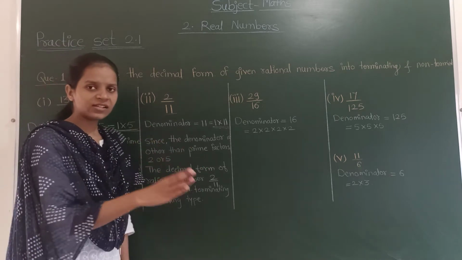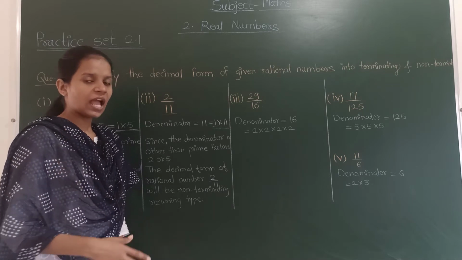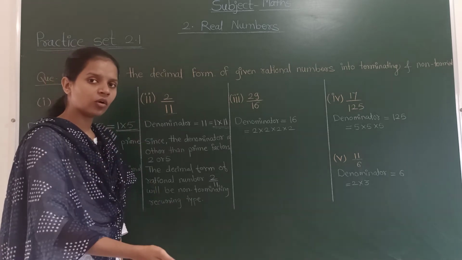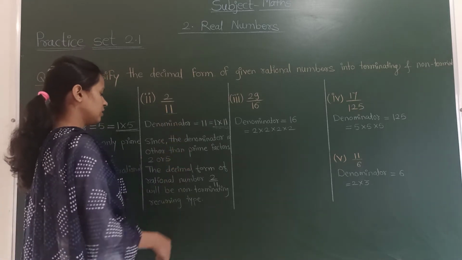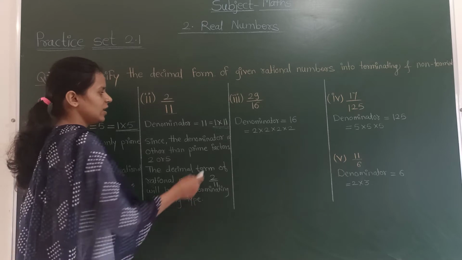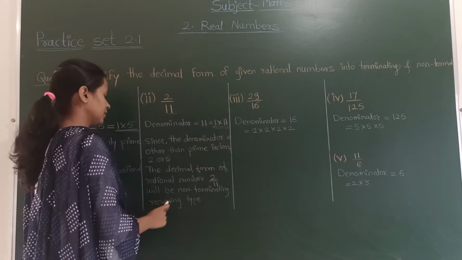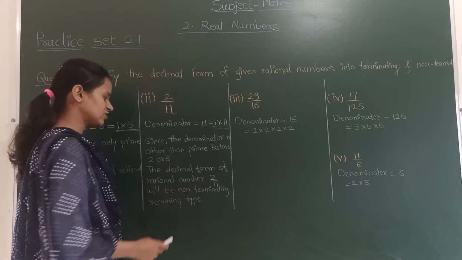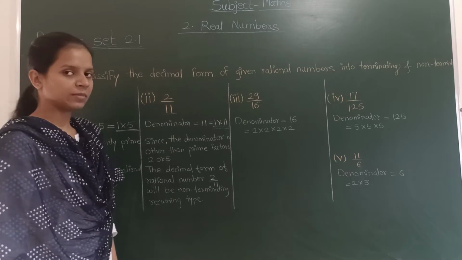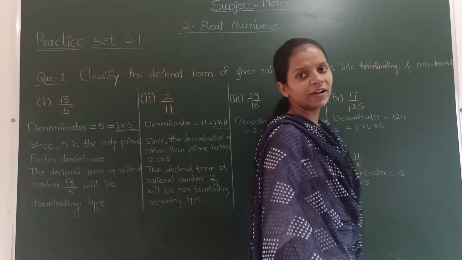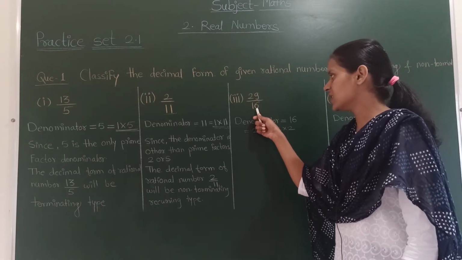If the factors are 2 and 5, then the rational number will be of terminating type, and if the factors are other than 2 and 5, then it will be the non-terminating recurring type. Here you can see the factors are other than 2 and 5. It's 1 and 11. Therefore, the decimal form of rational number 2 by 11 will be non-terminating recurring type. Got it? Now see the third example, 29 upon 16.